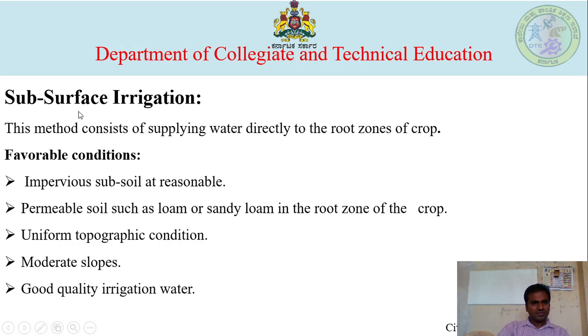Next one is subsurface irrigation. This method consists of supplying water directly to the root zone of crops. What are the favorable conditions for this subsurface irrigation? Impervious subsoil at reasonable depth. Permeable soil such as loam or sandy loam in the root zone of the crop. Uniform topographic conditions. Moderate slopes. Good quality of irrigation water.